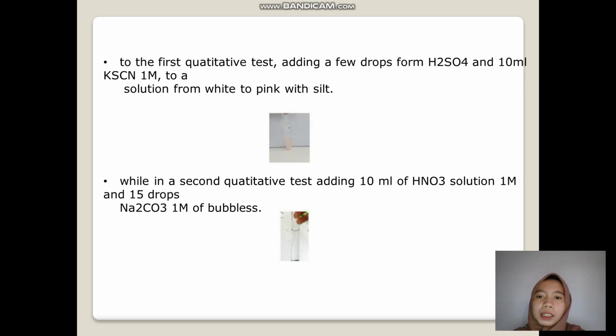The limestone is heated so it evaporates easily, then sifted. For the first qualitative test, adding a few drops of H2SO4 and 10 ml KSCN 1 molar changes the solution from white to pink with silt. For the second test, adding 10 ml of HNO3 solution 1 molar and 15 drops Na2CO3 1 molar produces bubbles.